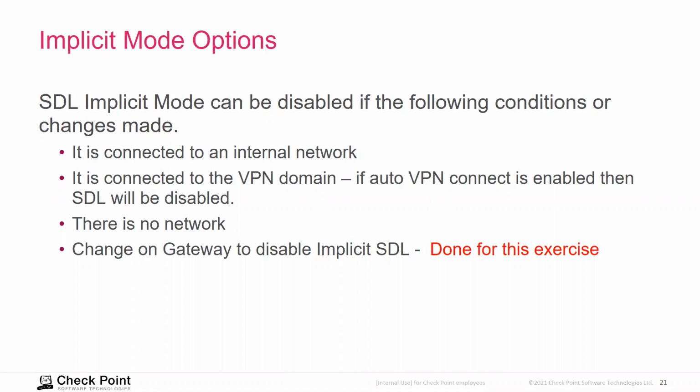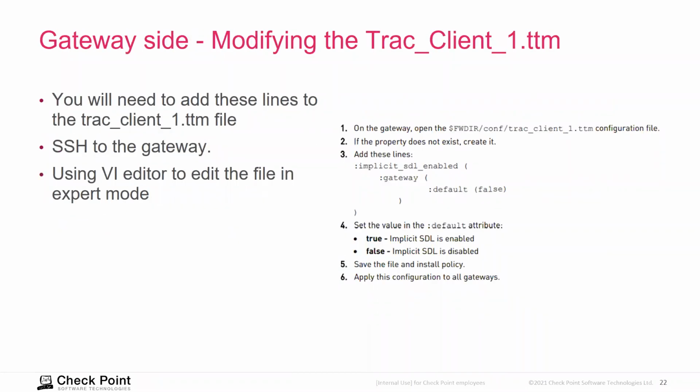You use an editor to modify a file that's on the gateway. And I did this for this exercise to show how you can actually turn off the implicit mode for the secure domain login. This is on the gateway side. You're going to modify the trac_client_1.ttm file. This does all the different features and functions within the client itself, and you can modify that on the gateway.